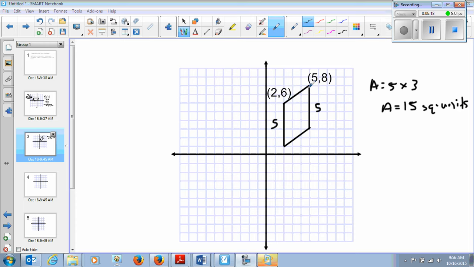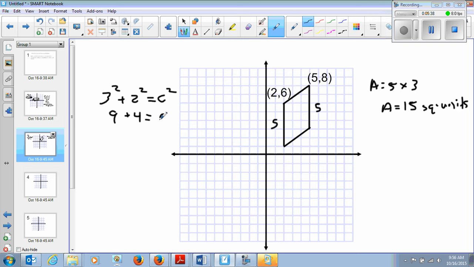This point's located at 2,6. This one's located at 5,8. Now I just need to find the length. I'll make it a Pythagorean, just draw in that triangle there. The distance from 2 to 5 is going to be 3. The distance from 6 to 8 is going to be 2. So we go ahead and square those. We get 9 plus 4.